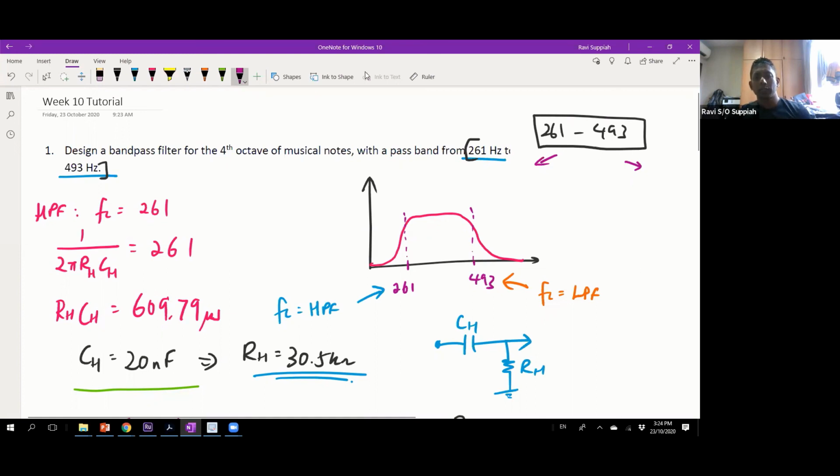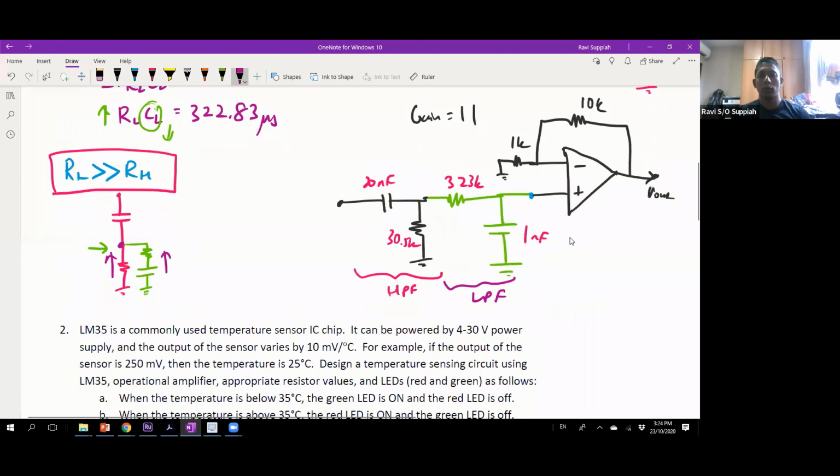Another question is, does it always have to be high pass and low pass? Not necessarily. You can swap low pass and high pass first. Either way, it is fine. Both ways it is fine.